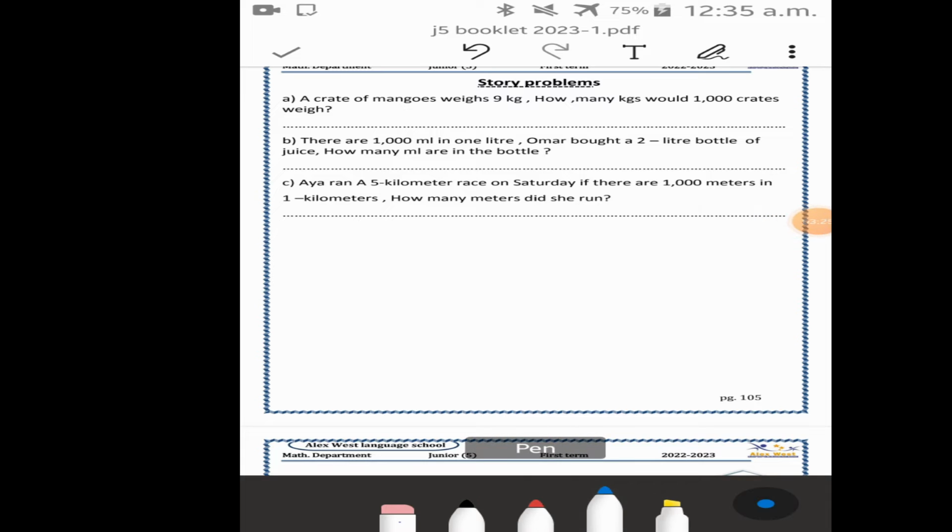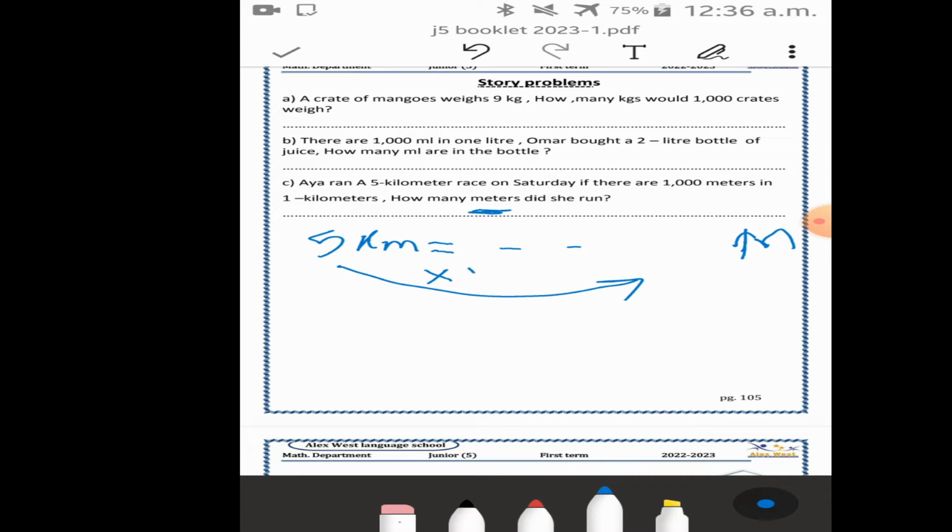If we have a story problem, he says that Aya ran a 5 kilometers race on Saturday. If there are 1,000 meters in 1 kilometer, how many meters did she run? He needs here the distance in meters. So here I have to convert 5 kilometers to what? Meters. So to change from kilometers to meters, I have to multiply. Multiply by what? Multiply by 1,000. So 5 times 1,000 equals 5,000.